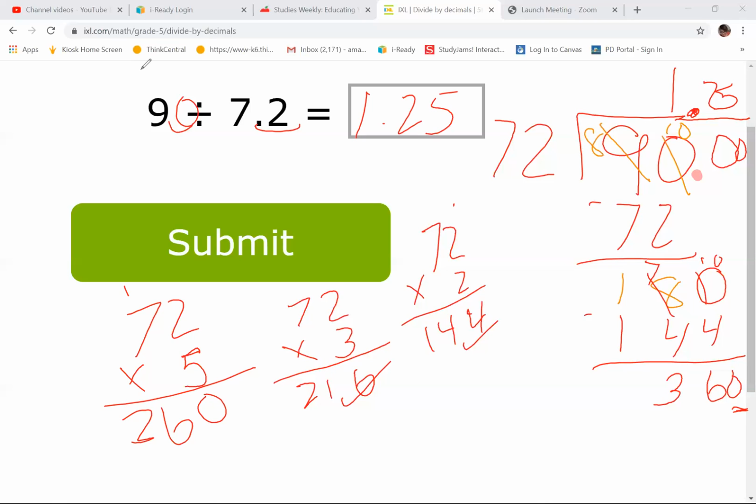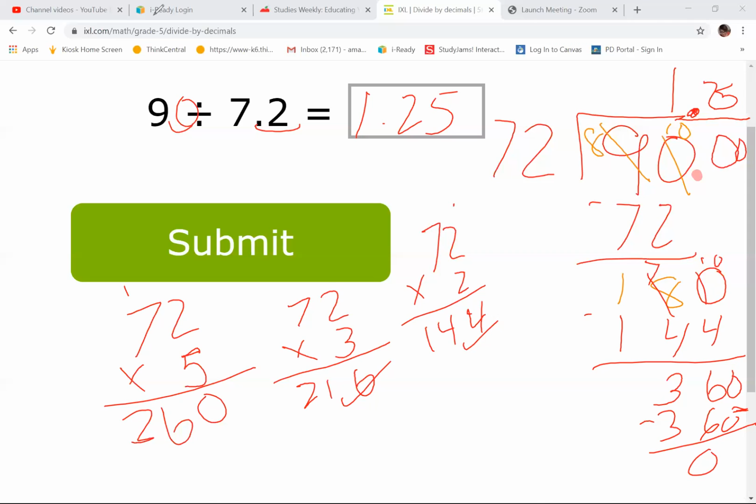1.25, or 1 1/4, actually, because 25 cents is a quarter. Oh, get rid of that 360 now that I multiplied and I have 0 left over. So 9 divided by 7.2 is 1.25, or 1 and 25 hundredths. Awesome. All right. So I need you to go finish your iReady lessons.